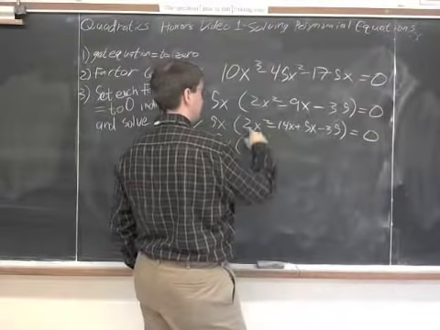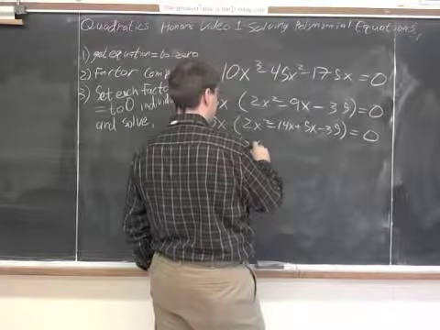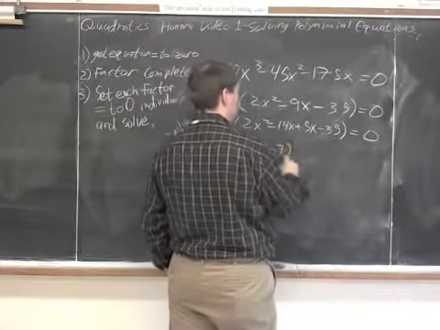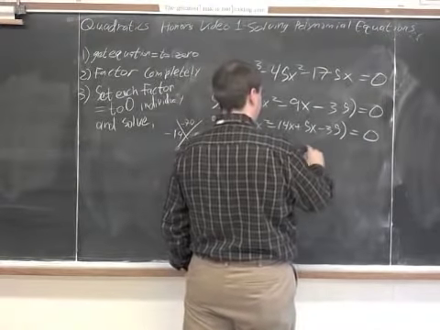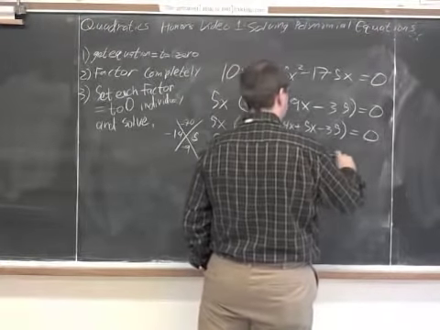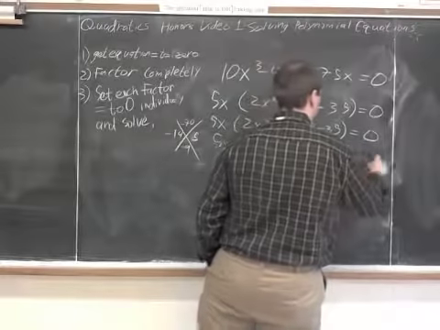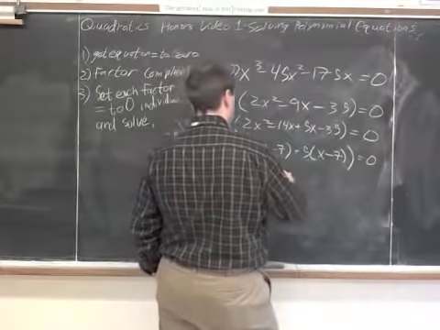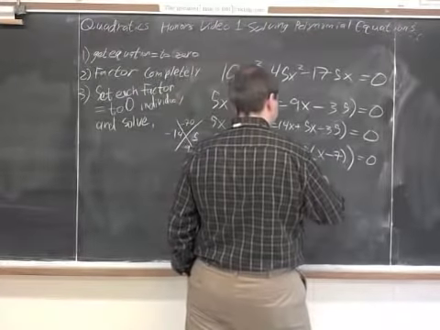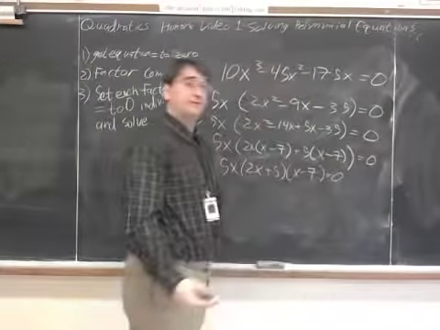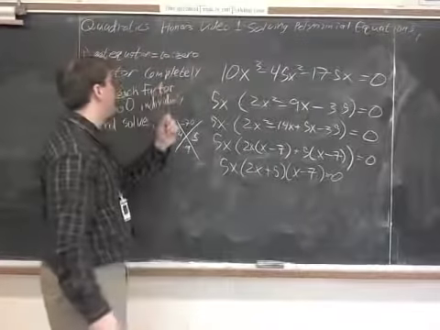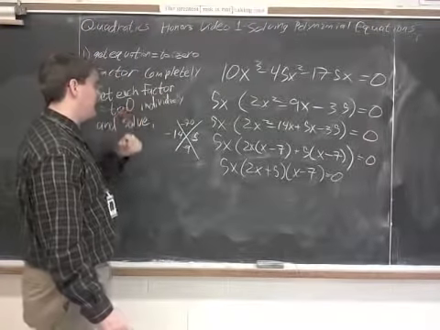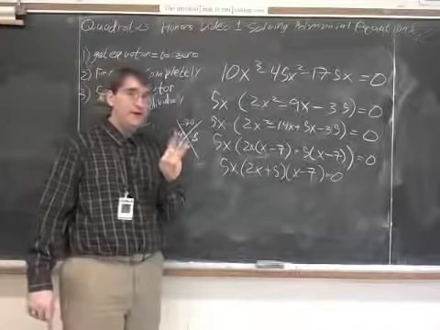I can take a 2x out of those terms. 2x times (x minus 7). I can take a 5 out of both of those, leaving (x minus 7). And that gives me 5x times (2x plus 5) times (x minus 7) equals 0. So we factored completely. Now we set each factor equal to 0. Now we have 3 factors.